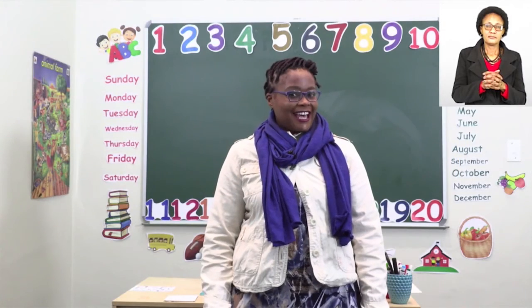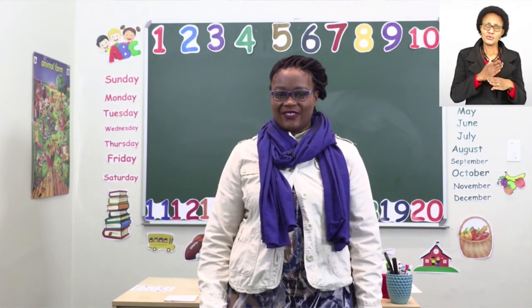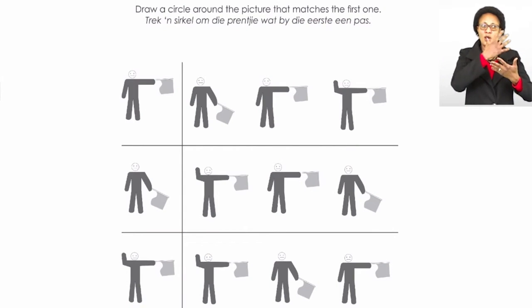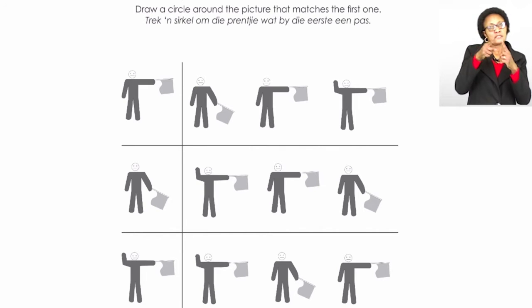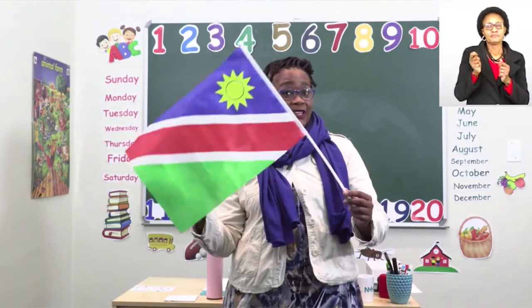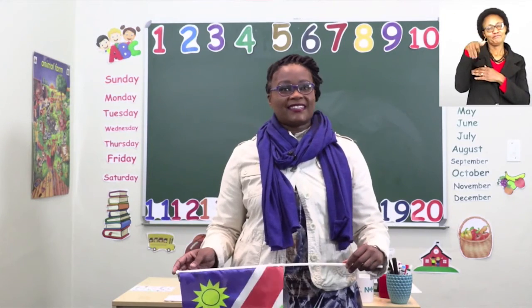For our first exercise, please can you turn to page 15. On page 15, you're being asked to draw a circle around the picture that matches the first one. Now you can see that there is a man with a flag and he's got them at different positions. Your job is to find the man with the flag that matches the picture on the other side. I have my flag here and I'm going to help you with this picture.